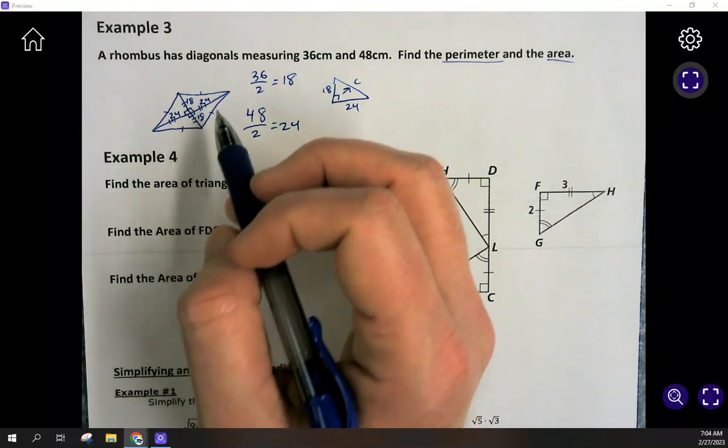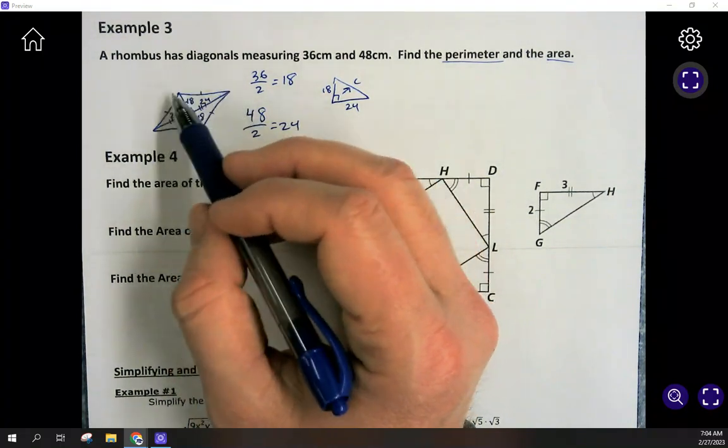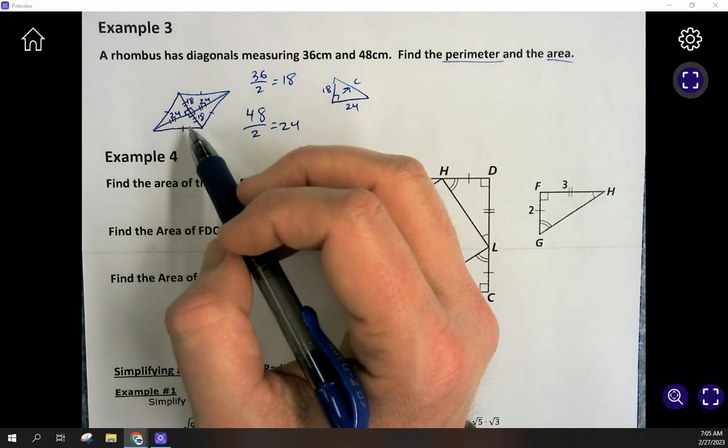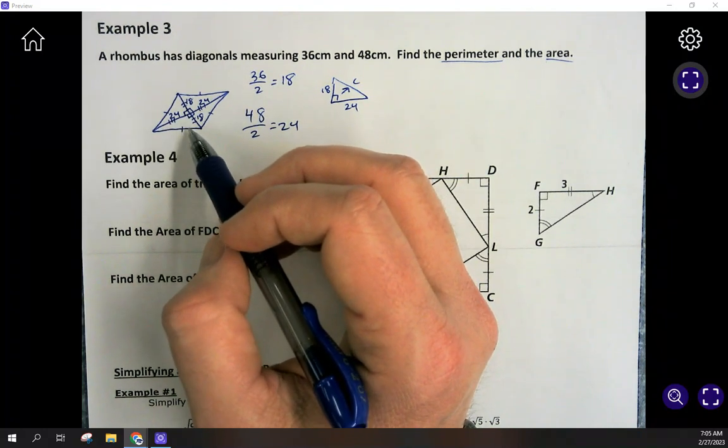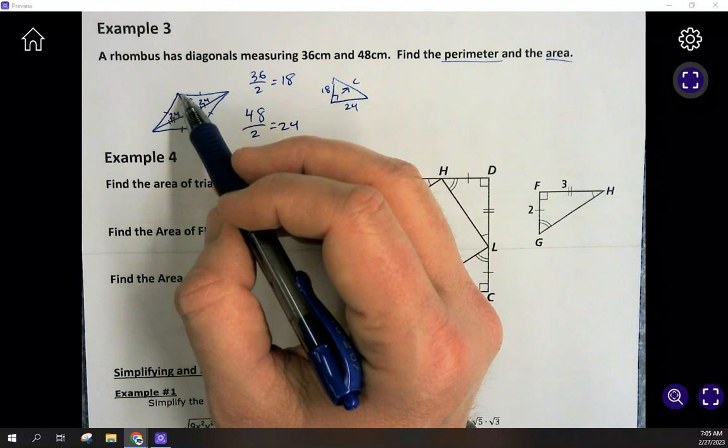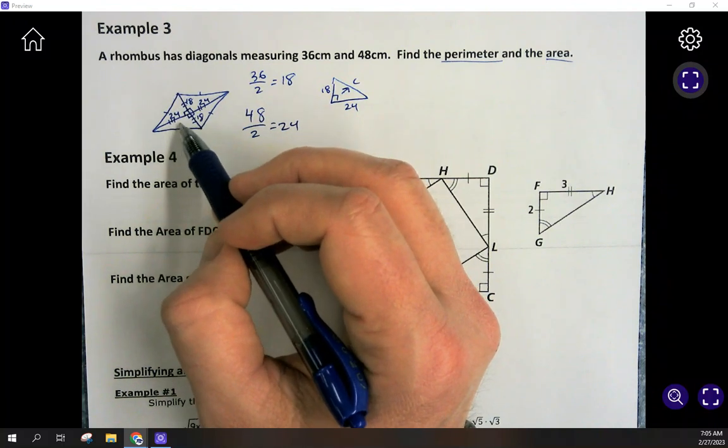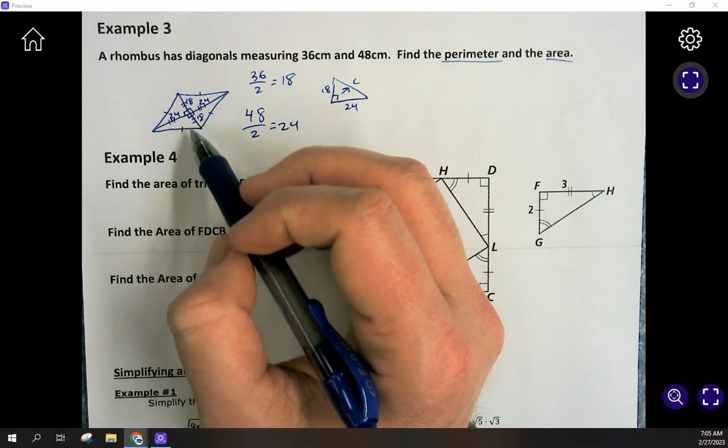Okay, let's start with area. Area of a parallelogram, which is what a rhombus is, is base times height. But I don't have a height that's given to me here. A height would have to go from one side across to the other and hit it at 90 degrees. Okay, I don't have that.